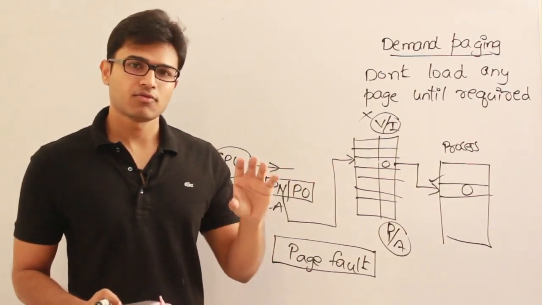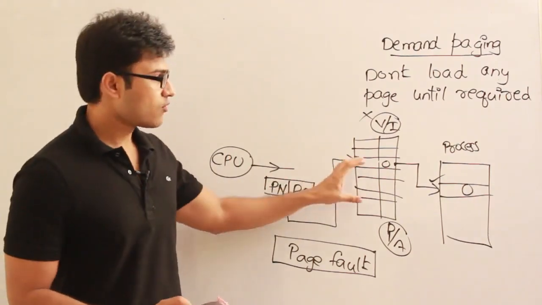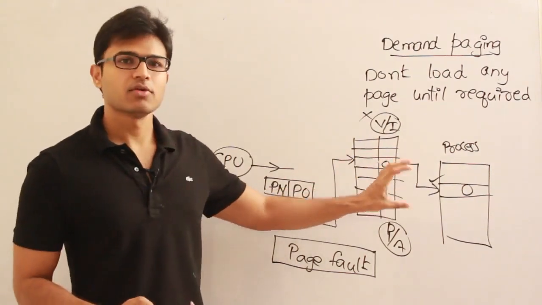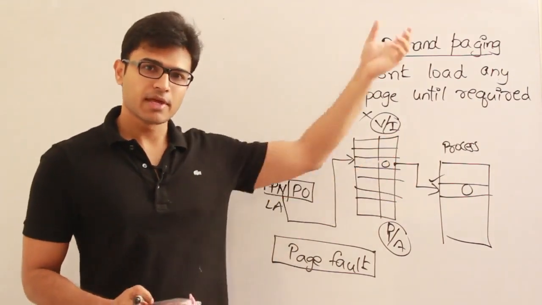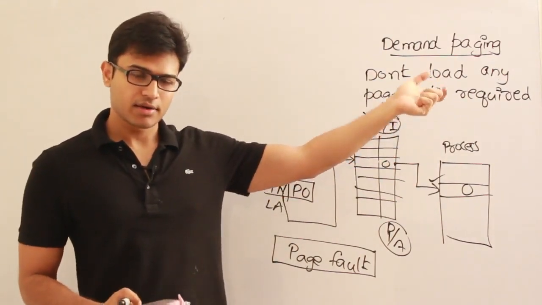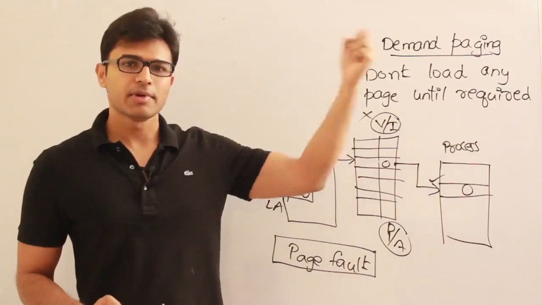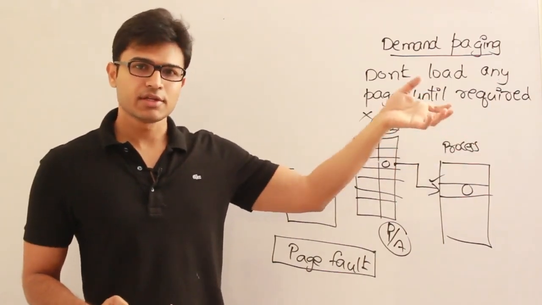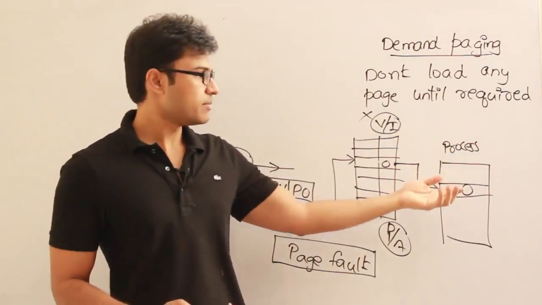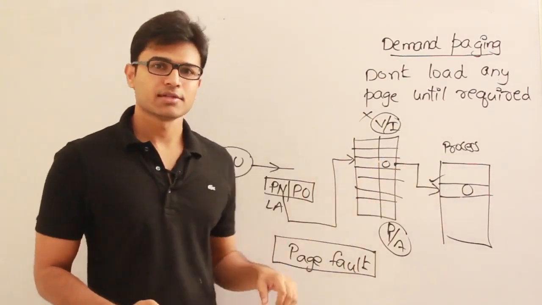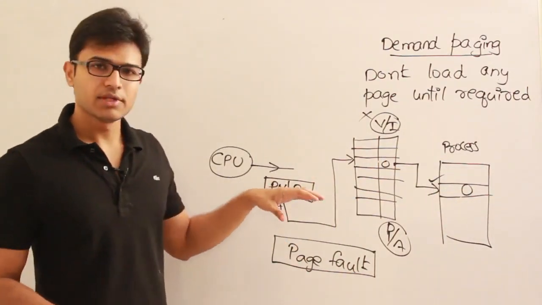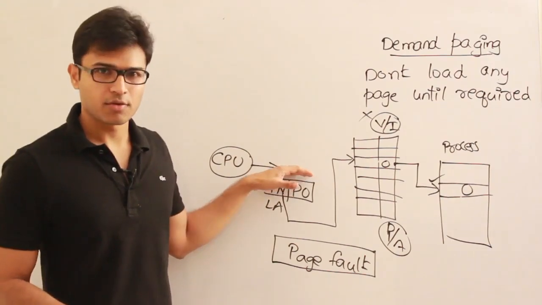Now the operating system will find out which page was trying to create the trap, and then it will go to the secondary disk, the hard disk, and try to read the page. So the operating system will initiate the read request, and once the page becomes available in the main memory, the operating system will again schedule the process where it had stopped.